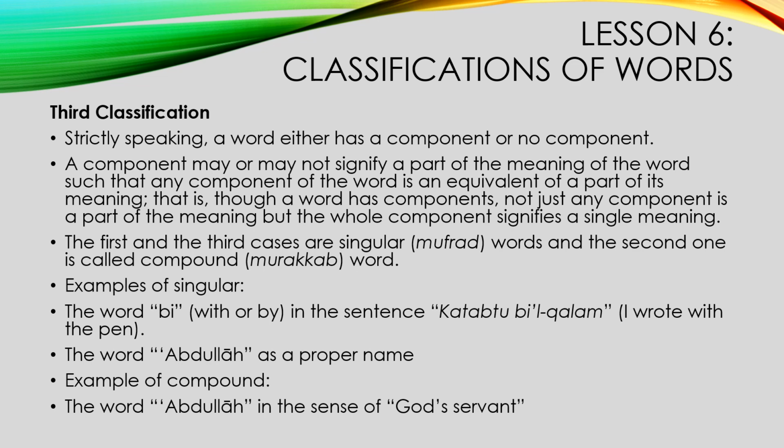The first and the third cases are singular or mufrad words, and the second one is called compound or murakkab words. So examples of singular: the word bi in Arabic, which means with or by, in the sentence katabtu bil qalam, I wrote with the pen. Another, the word Abdullah as a proper name. Example of compound: the word Abdullah in the sense of servant of God, or God's servant.